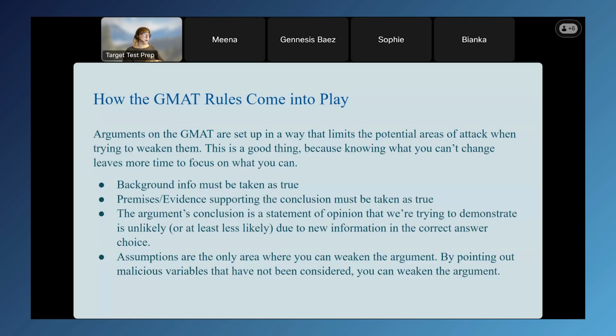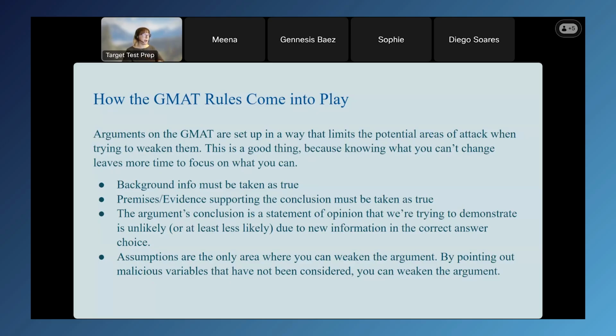So arguments on the GMAT are set up in a way that limits the potential areas of attack when we are trying to weaken the conclusion. It can be a little bit tricky to learn all the rules and to understand them in a way that you are applying them automatically. But this is actually a good thing because knowing what you can't change vastly decreases the amount of things you have to consider, and you will have plenty to consider even then.